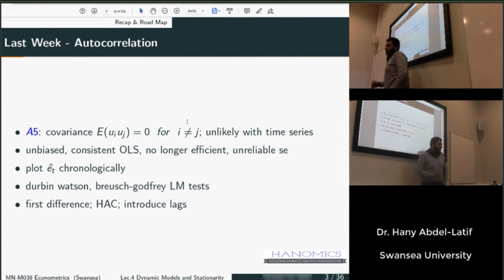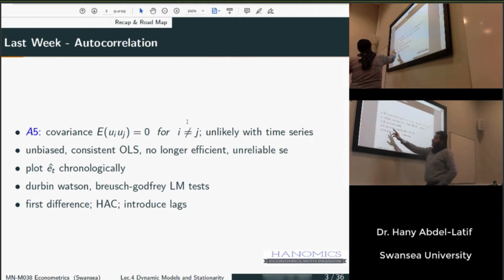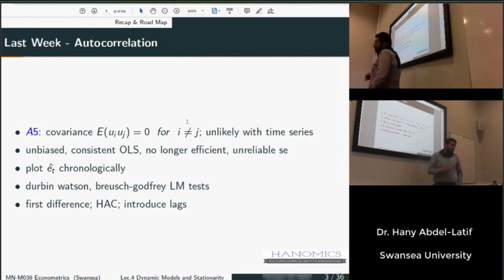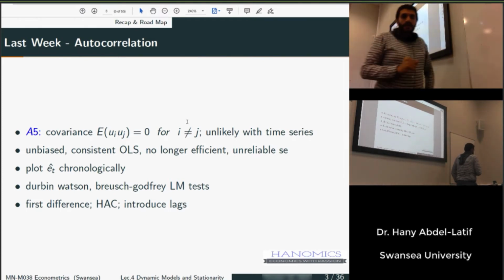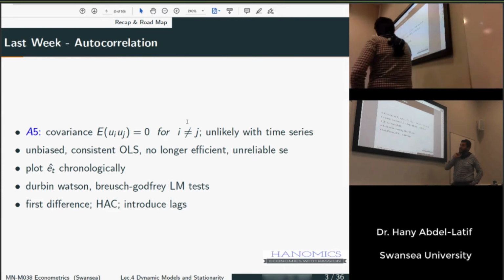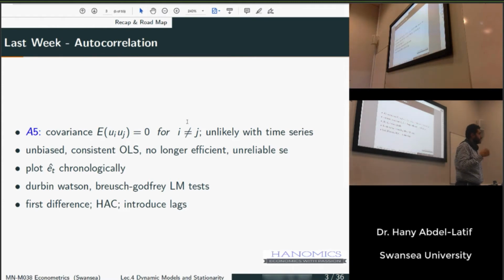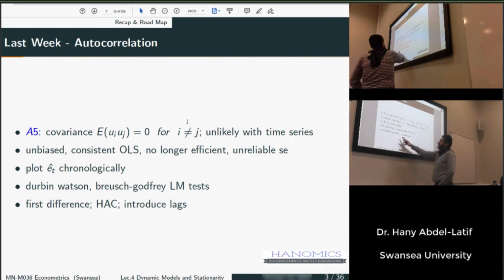And you could use the Durbin-Watson test, and we explained the assumptions under which you can apply it, and the Breusch-Godfrey LM test. And how to correct for that? This is what we did last time. We applied the heteroscedasticity and autocorrelation consistent standard errors, HAC for short. So HAC is what we did in the lecture.